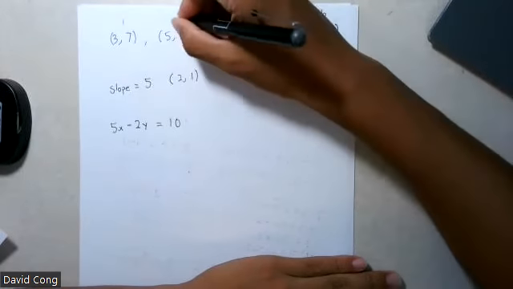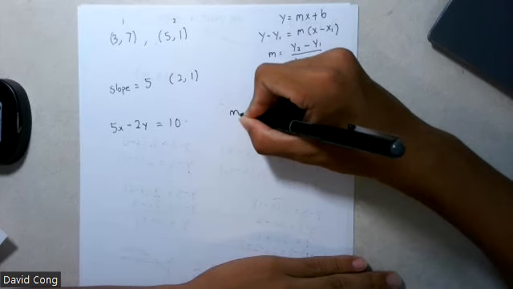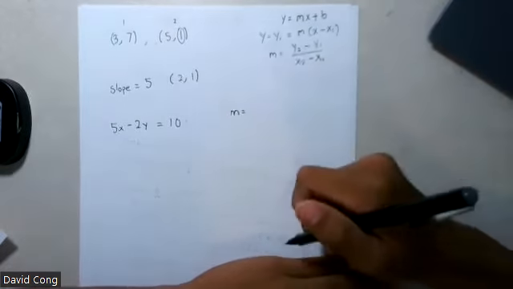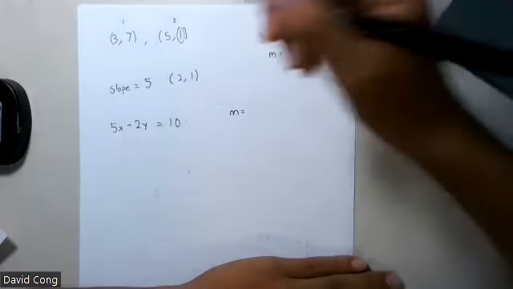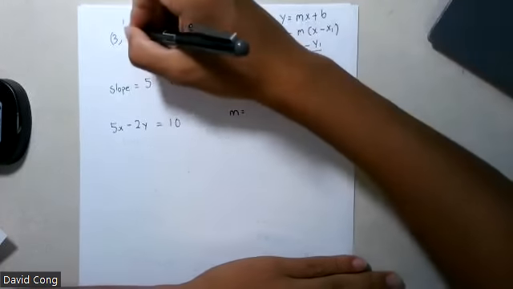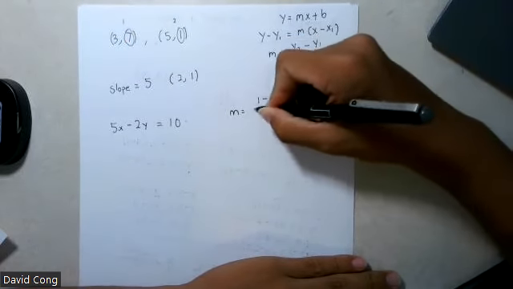Let's call this 1 and 2. And remember the slope: y2, the y coordinate of number 2. Because we'll call this point 2. Let's just look at the second number. It's a y coordinate. It's a 1. Now let's look at the first number. This is its y coordinate. It's a 7. So let's subtract.